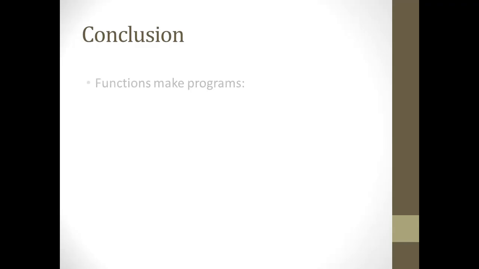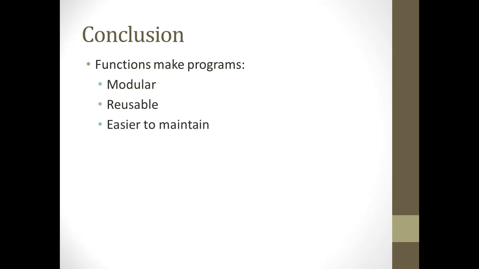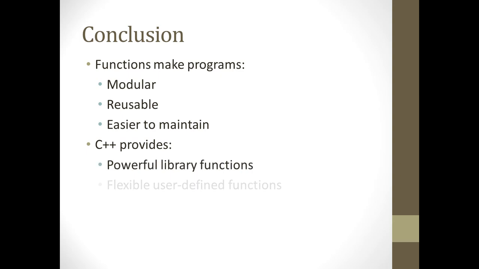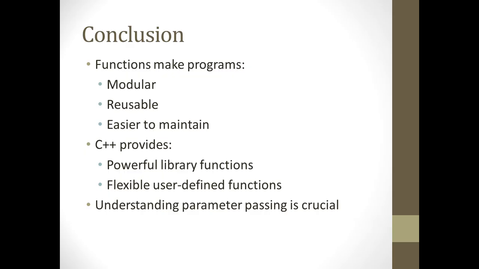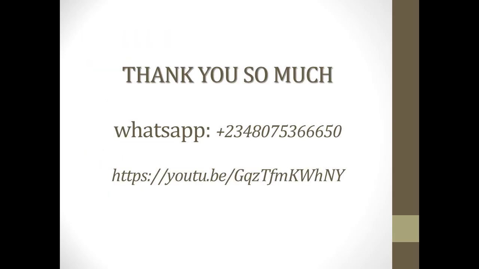So in conclusion, what have we done? We have looked at functions, that they make programs modular, reusable, and easier to maintain. In all the three series we have just done, this is basically what we have been trying to talk about. Functions make your program modular, reusable, and easy to maintain. We also told you that C++ makes provisions for you to use some powerful library functions, and also to use flexible user-defined functions that meet your specific task. Then understanding parameter passing is crucial in programming.